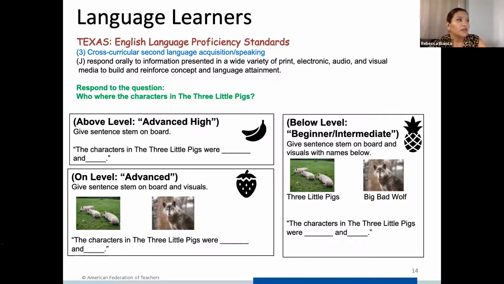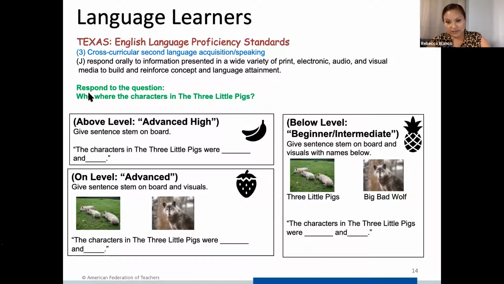So again, we're going to take a look at a language learner standard. This is in Texas. So the ELPS that we have, the cross-curricular second language acquisition and speaking, it's respond orally to information presented in a wide variety of print, electronic, audio, and visual media to build and reinforce concept and language attainment. So as you can see, we've chosen to use fruit in this example. So of course your icons can be whatever you want them to be. So we've showed you music, we've showed you just some random stuff, right? And then we have fruit in this one.